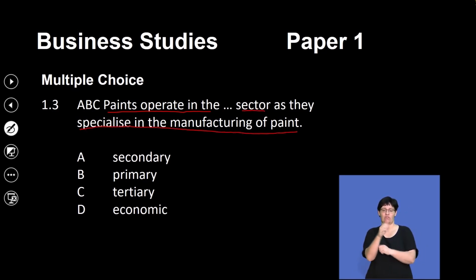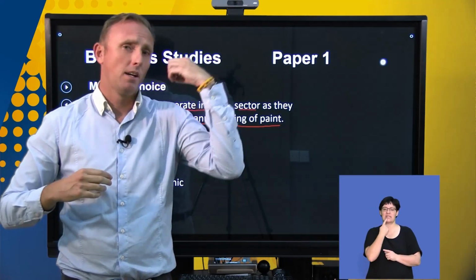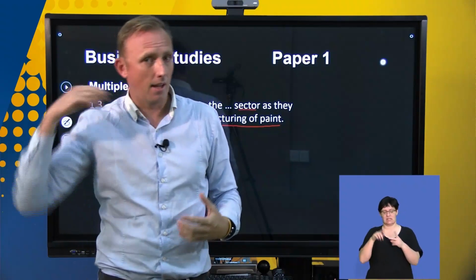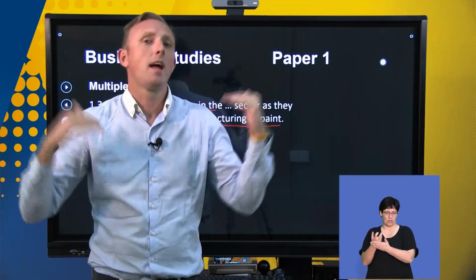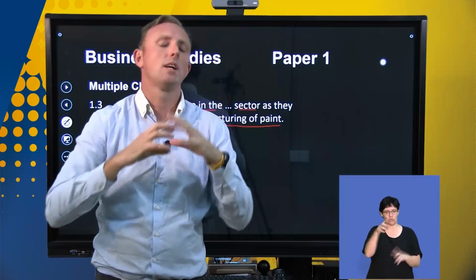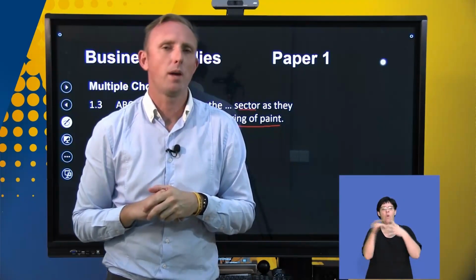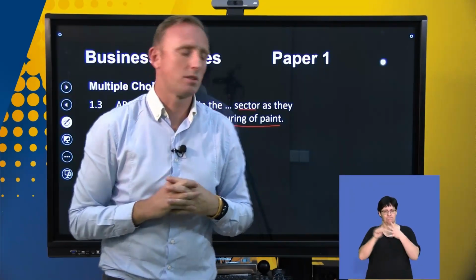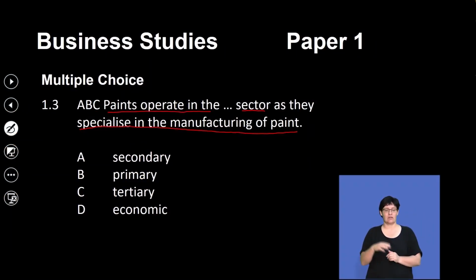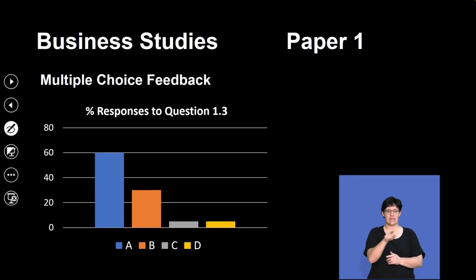in manufacturing of paint. Right, so if you recall, I spoke about the business environments and the sectors of the economy and the differences there. Now, this is a question that just relates to the sectors of economy. So let's look at the options that we have for this question here. So option A is secondary, option B is primary, option C is tertiary, and the final option is the economic sector. All right, so let's see how you guys have done there.